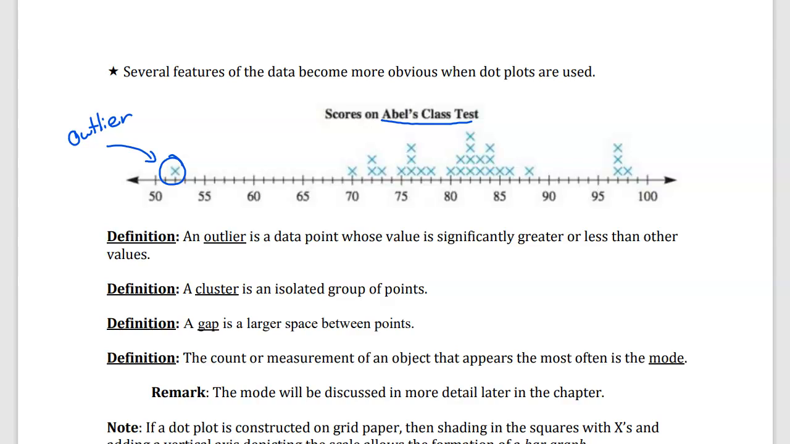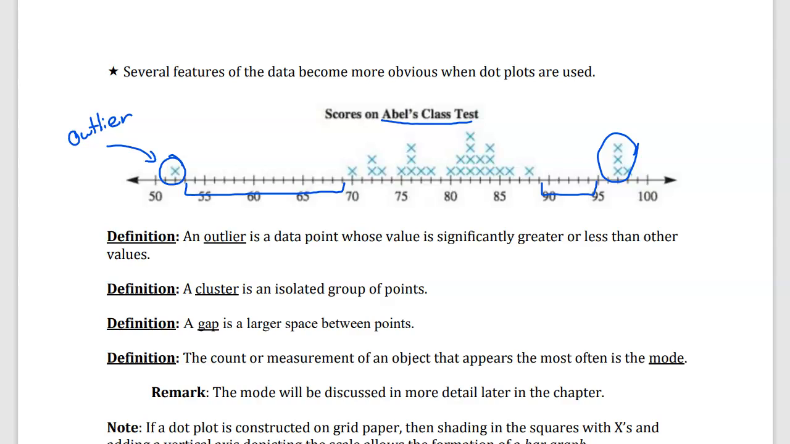It also helps us identify clusters, those isolated groups of points. So we have kind of a cluster here. It's out, away from the others. We also have large clusters and everything here. It allows us to identify gaps. We have a gap right here. And then obviously we have a major gap here.